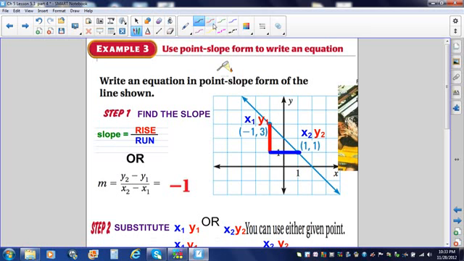Notice that in my right triangle, my rise is 2. My run is 2. When I simplify 2 over 2, I get 1.